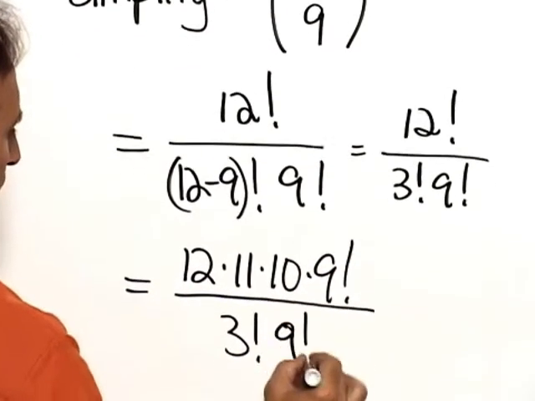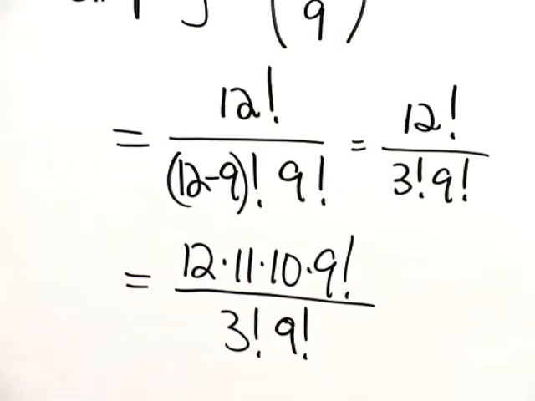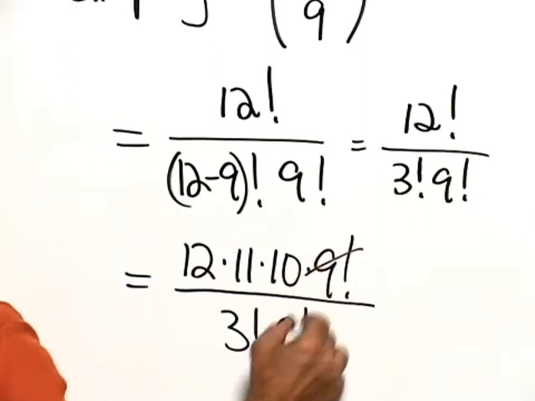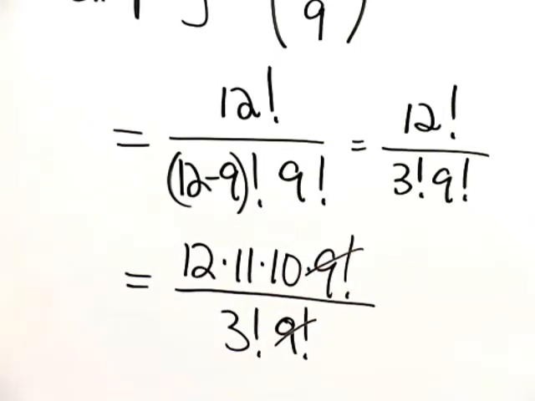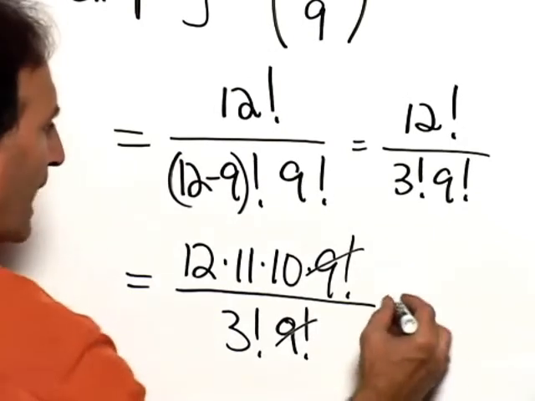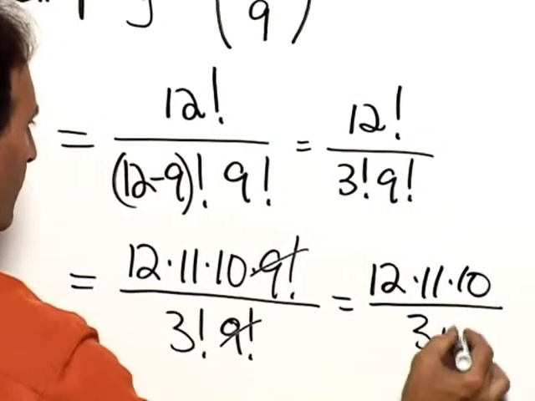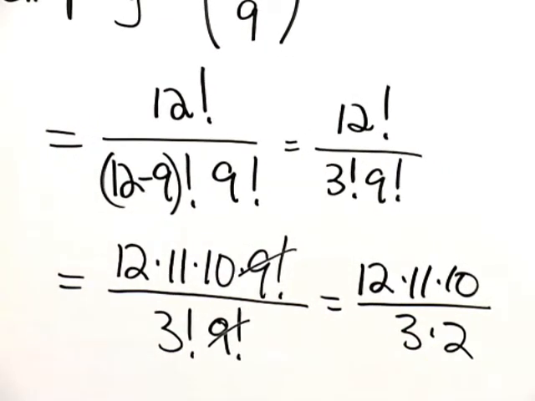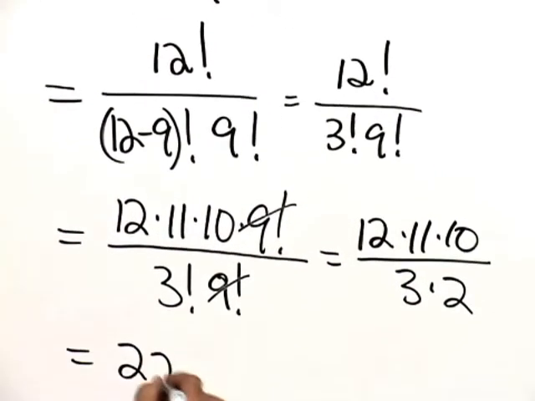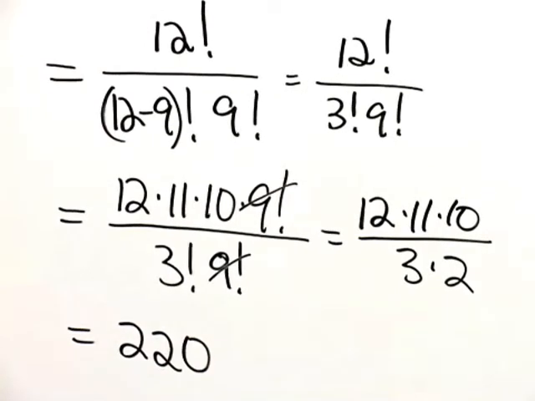And this is over 3 factorial times 9 factorial. We can remove a factor of 1. The 9 factorials are divided by themselves. 9 factorial by 9 factorial is 1. So what we have then is 12 times 11 times 10 over 3 times 2. And when we simplify that, we'll find that 12 choose 9 is equal to 220.